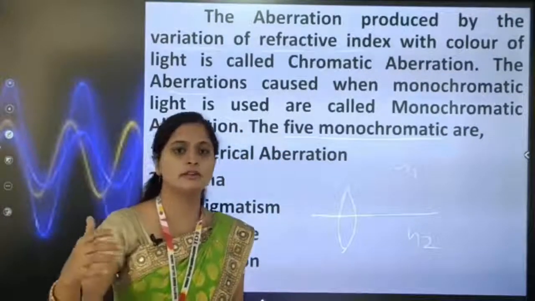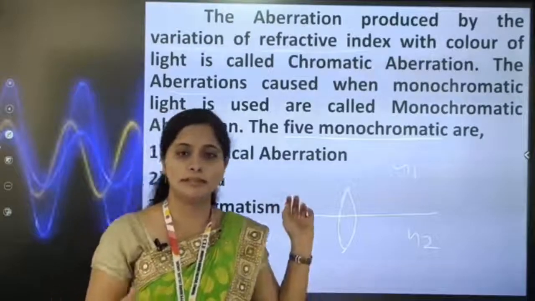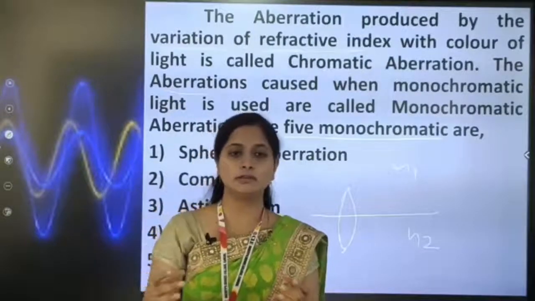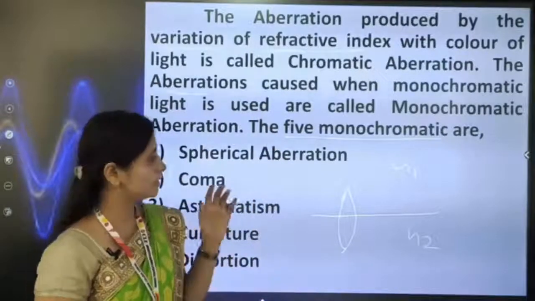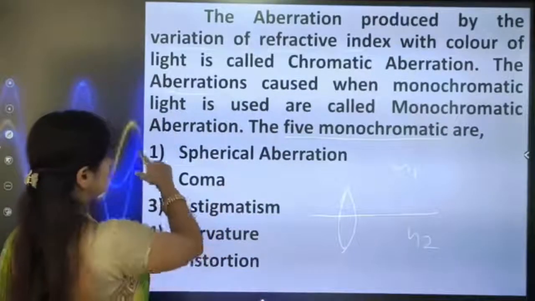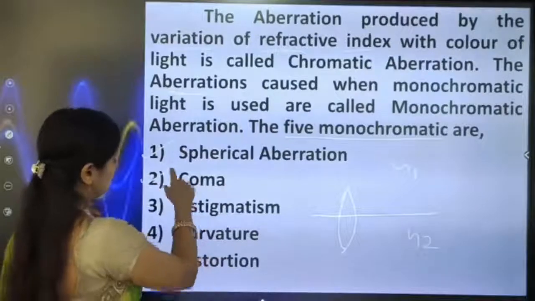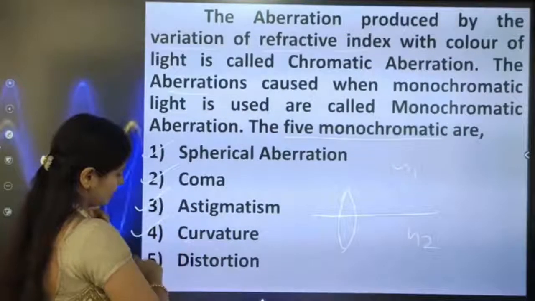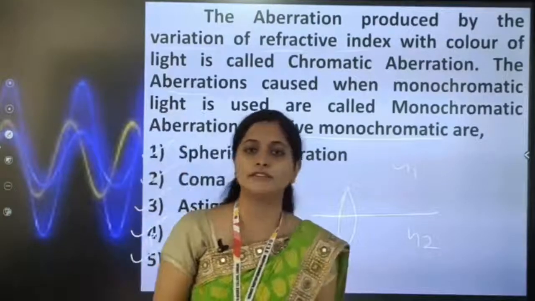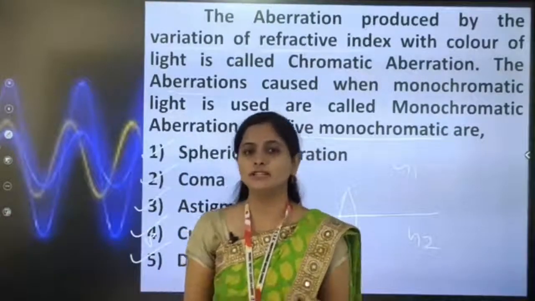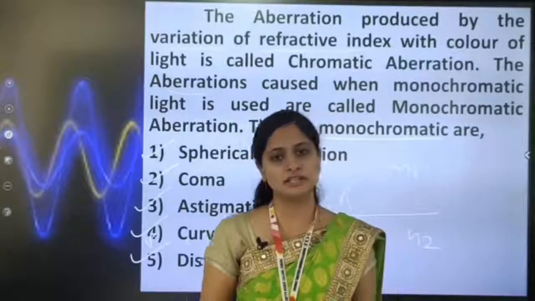Got it? If we take colored light, it means chromatic aberration. In monochromatic light, the monochromatic aberrations will be produced. So see here: spherical aberration, coma, astigmatism, curvature and distortion. Got it? Already we know the definition of aberration. In simple meaning, aberration is nothing but a defect.